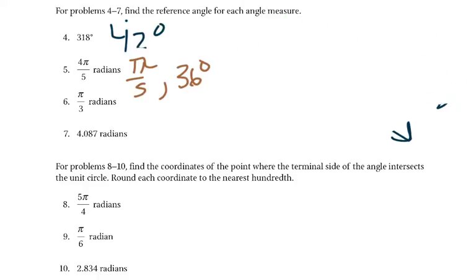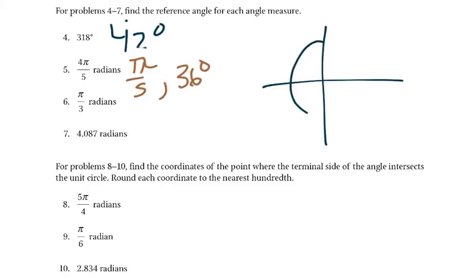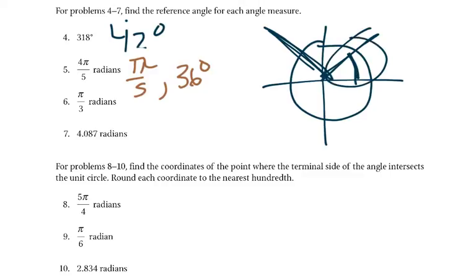Alright, number 6, pi thirds. That should be a fairly easy one actually, because we'd cut this into thirds: 1, 2, 3. One of those thirds would go right here, which is in that quadrant, so it would just be pi thirds. So its reference angle is pi thirds. Now, number 7 throws us off a bit.